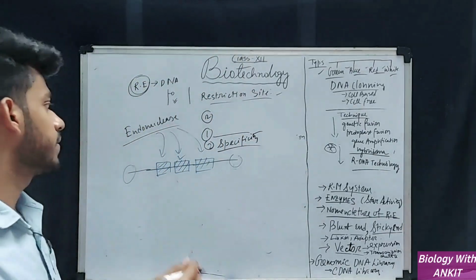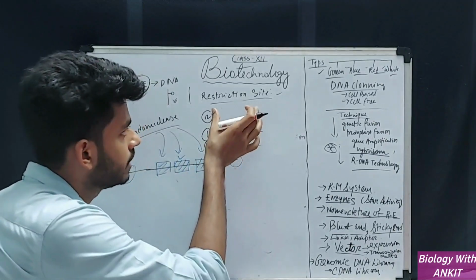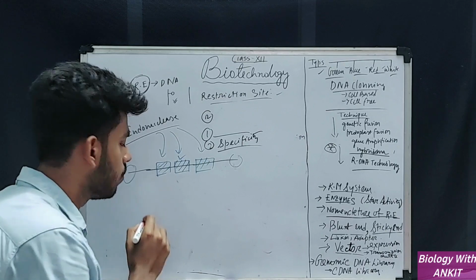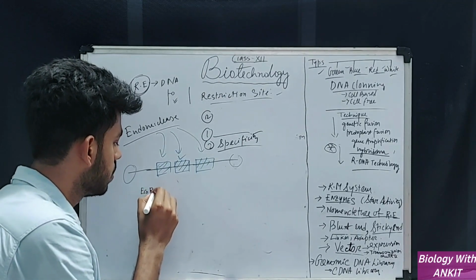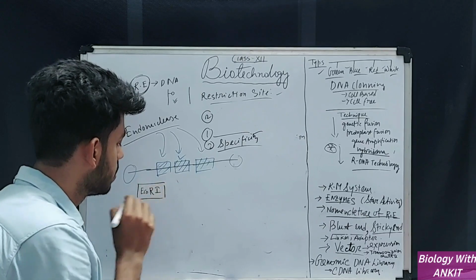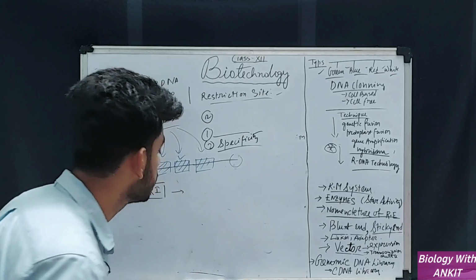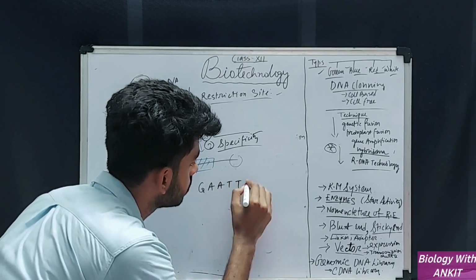Specificity means different types of restriction endonuclease recognize different types of restriction sites. Let me give you some examples. One restriction endonuclease is called EcoRI. So EcoRI is a restriction enzyme, and it only cuts the sequence GAATTC.